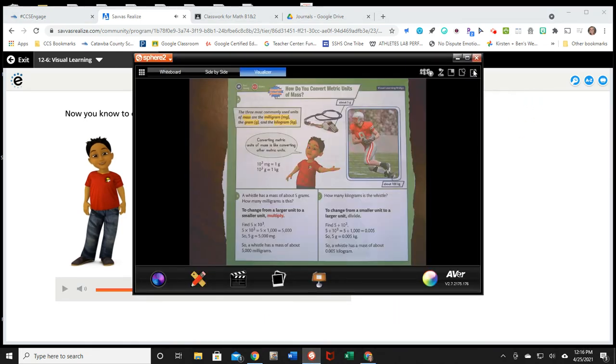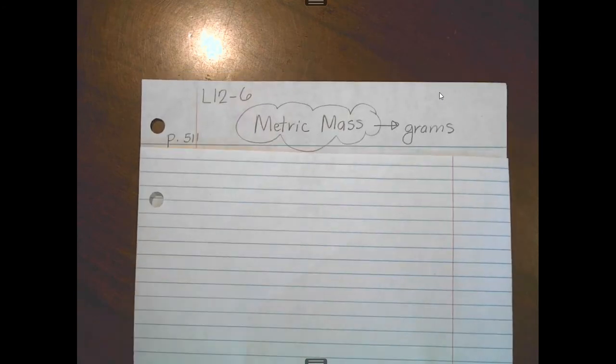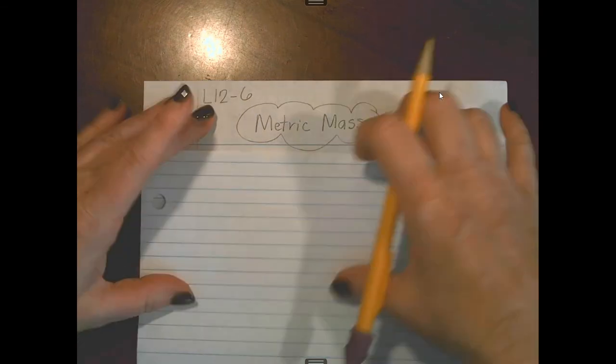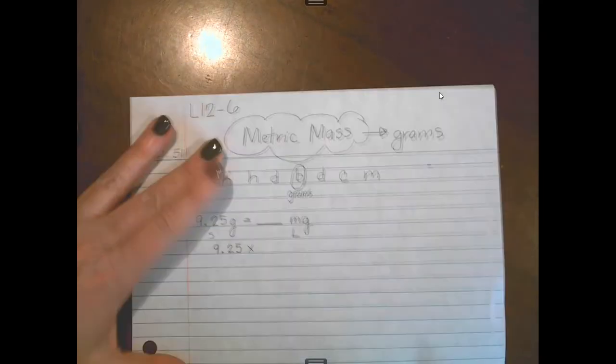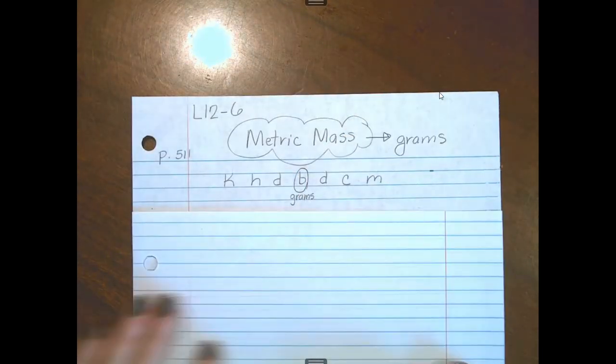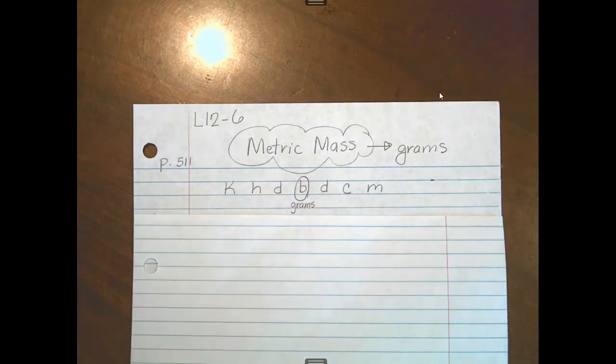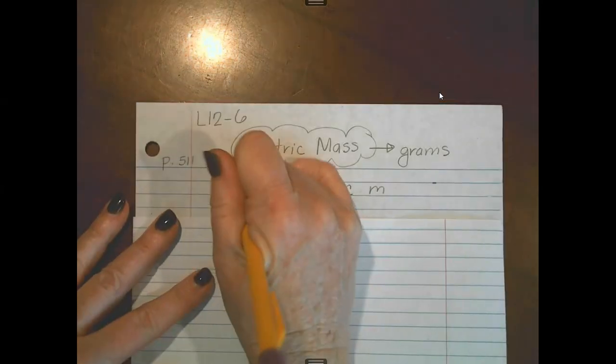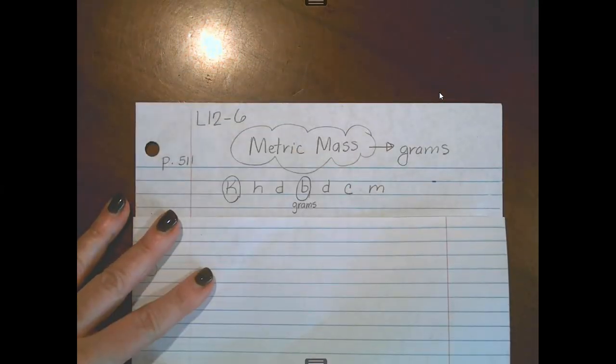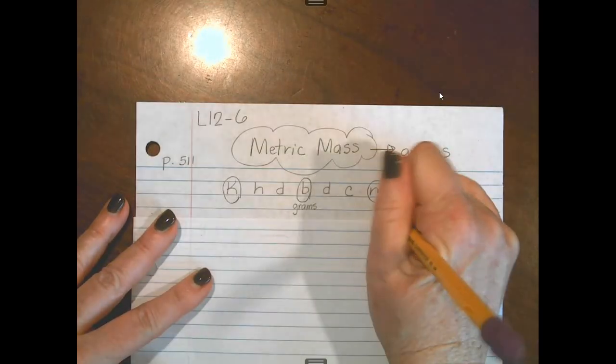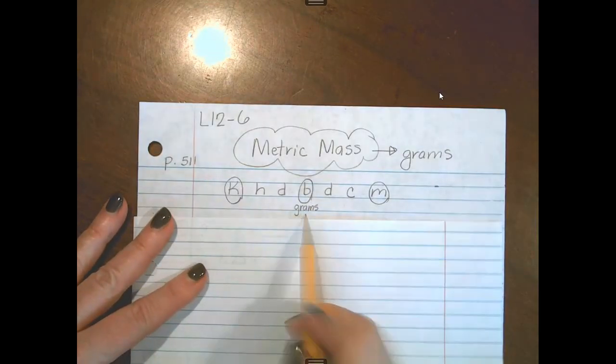All right, so let's take our notebook paper and head it for today's lesson. Lesson 12-6, we're going to be working with metric mass. So we're working with those grams, and I'm going to be pulling the problems off of page 511 from our book. I went ahead and set up my King Henry died by drinking chocolate milk. And what we learned is we're going to be working most commonly with the kilograms and the milligrams, and then, of course, our base unit, the grams.